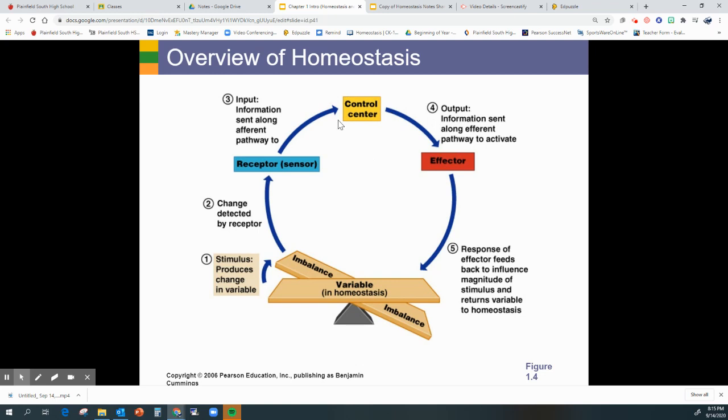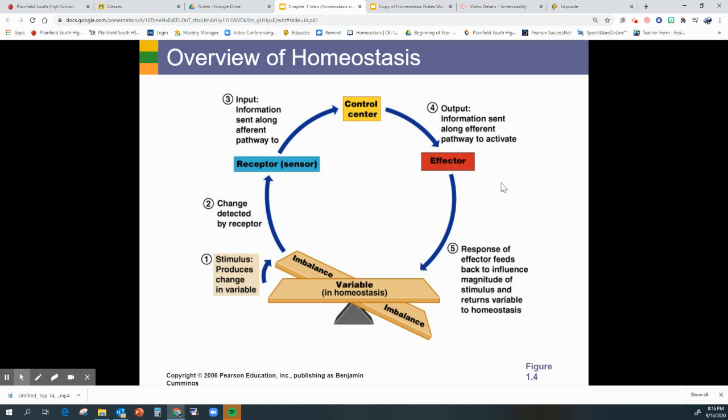The control center then is the one that keeps the set value. All right, so the control center says, I want 98.6 degrees, but I just got information from the receptor that says we're 100. All right, so the control center says, well, we're 100. We need to decrease body temperature. So it's going to send its information, or essentially its fix, along an efferent pathway. Efferent starts with an E. This is away or exiting the control center. Again, E for exit. All right, so this is exiting the control center and going towards what's called an effector. All right, and it's going to cause the response that the control center wanted to try to bring our body temperature back down to the set value.